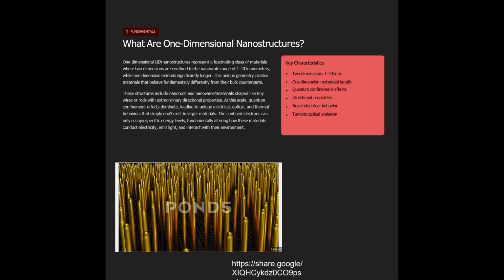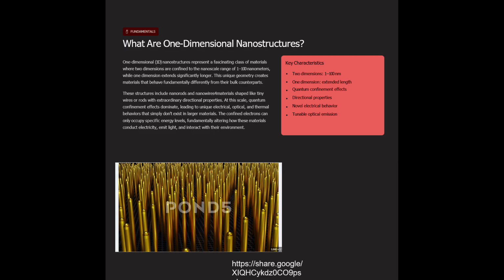What are one dimension nanostructures? One dimension nanostructures represent a fascinating class of material where two dimensions are confined to the nanoscale range of 1 to 100 nanometers, while one dimension extends significantly longer. This unique geometry creates materials that behave fundamentally differently from their bulk counterparts.